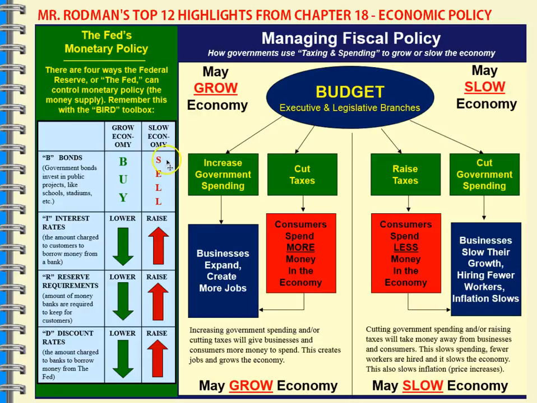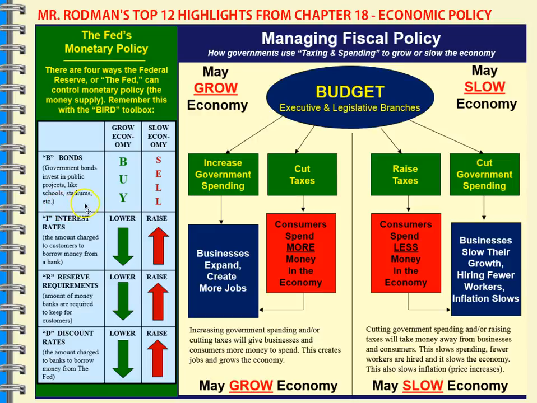Now, conversely, in order to slow the economy down, they're going to sell bonds. They're going to sell bonds to people who are interested in buying them. They get a percentage rate on it if they keep it for the maturity time that the bond is ready to be sold, and they take the money and hold on to it, and that essentially slows the economy down by selling those bonds.